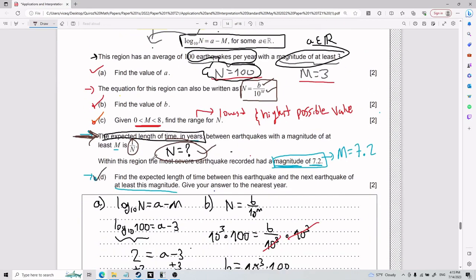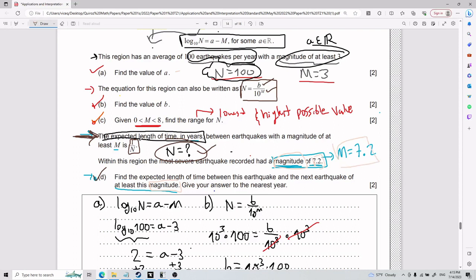I think the hardest part for part D is being very organized on the fact that you're trying to find 1 over n. This exercise spits a lot of information at you, and there are certain things you can't lose track of. I know there's a lot of words when it says at least this magnitude, expected length of time, and so on. Go for the important stuff. You read magnitude, you highlight magnitude. Where else does magnitude show up? Here, magnitude 7.2. Boom, m is 7.2.